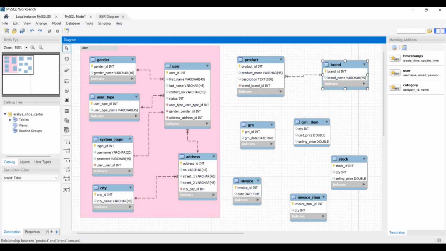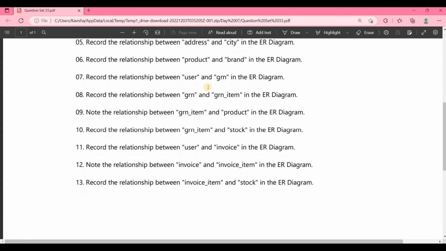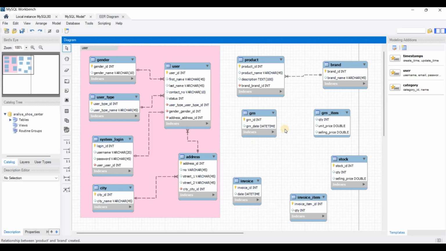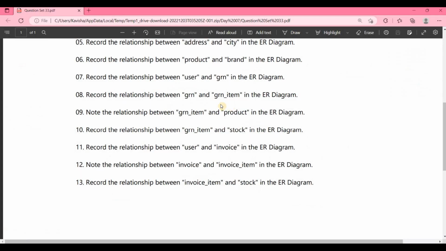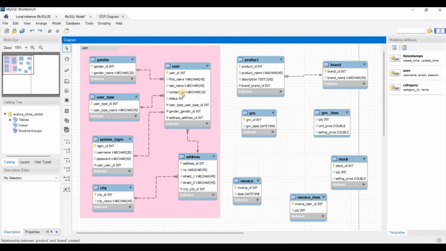Now I'm going to discuss the next question. In the seventh question, record the relationship between user and GRN table. So let's see. Here's the GRN table and here's the user table. In this question, we have to make the relationship between user and GRN. When we get a user like a seller, a seller will have so many goods received notes because he supplies a particular product to so many shops, so he will own so many goods received notes.